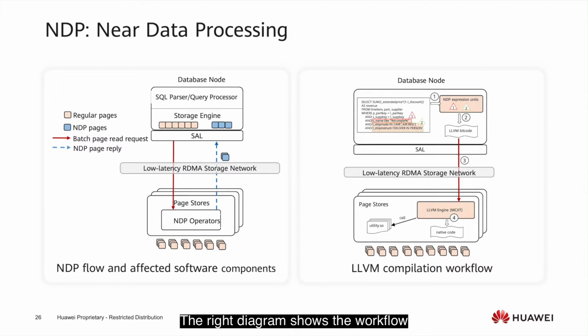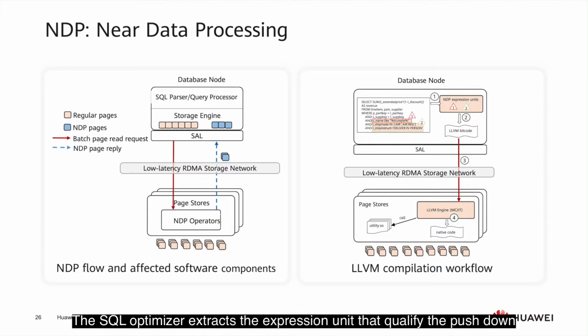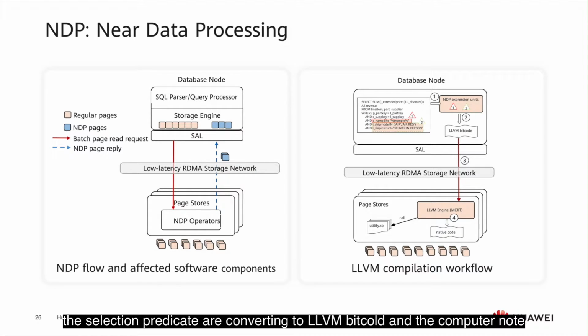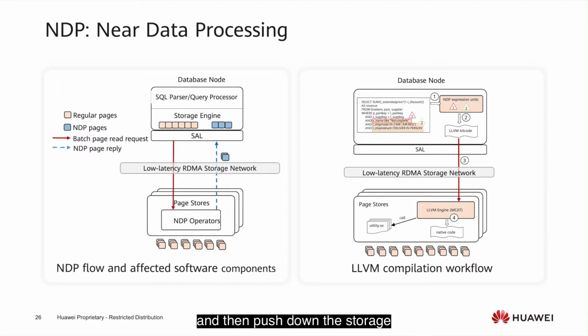The right diagram shows the workflow. The SQL optimizer extracts the expression unit that qualifies for the pushdown, in this case, the selection predicate. The selection predicate is converted into LLVM bitcode on the compute node, and then pushed down to the storage. The LLVM bitcode is compiled into architecture-specific native code on the storage node for execution.